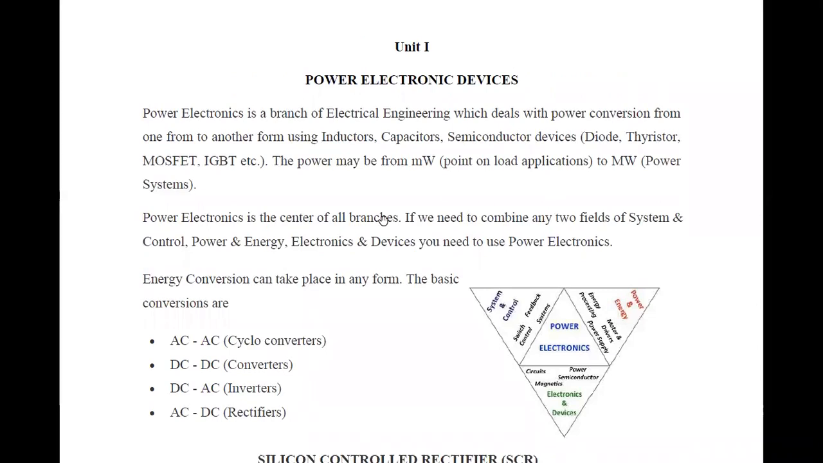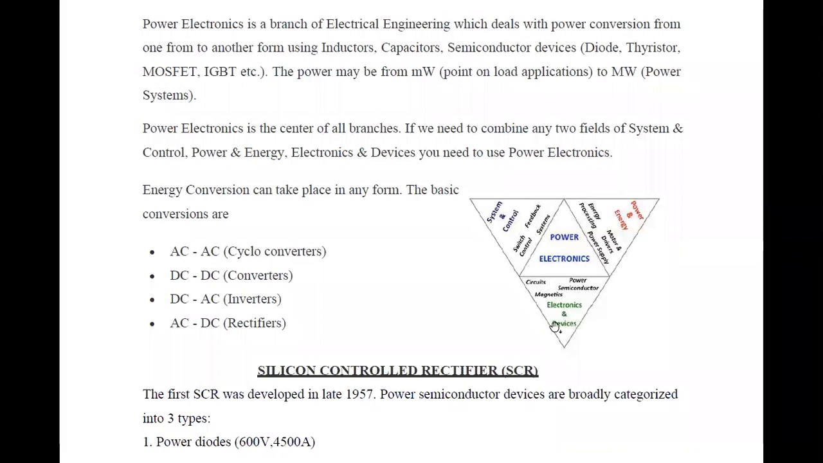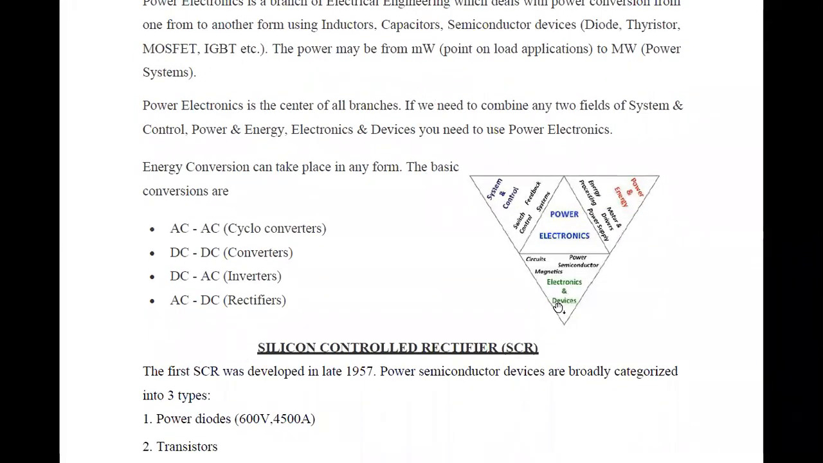Basically, power electronics is a branch of electrical engineering which deals with power conversions like AC to AC, DC to DC, DC to AC, and AC to DC by using a few devices like inductors, capacitors, and a few semiconductor devices like diodes, thyristors, MOSFETs, IGBTs, etc. The power may be from milliwatts to megawatts. We can use loads from milliwatts to megawatts. And power electronics is the center of all the branches. If we need to combine any two fields, that can be done mainly by using power electronics.